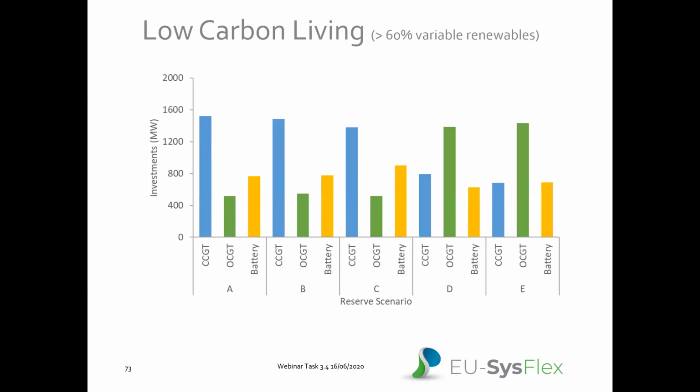So for low carbon living, this is greater than 60% variable renewables. The higher levels of renewables included means that there's already significant battery investment without considering any reserves at the investment stage, so for reserve scenario A. The introduction of fast frequency reserve sees much more modest levels of increased battery investment, while the large requirement for ramping products sees a large shift to OCGT investments in scenarios D and E, facilitating similar overall operating costs, but with much lower investment costs. Next slide.